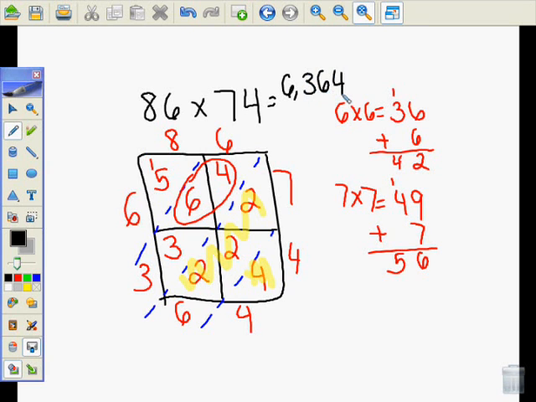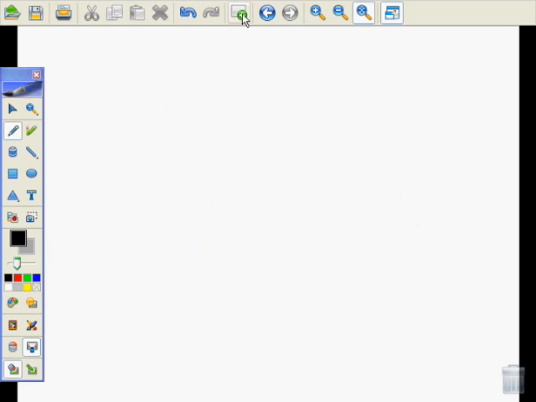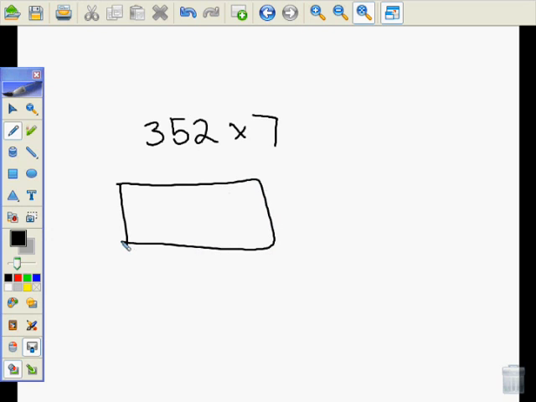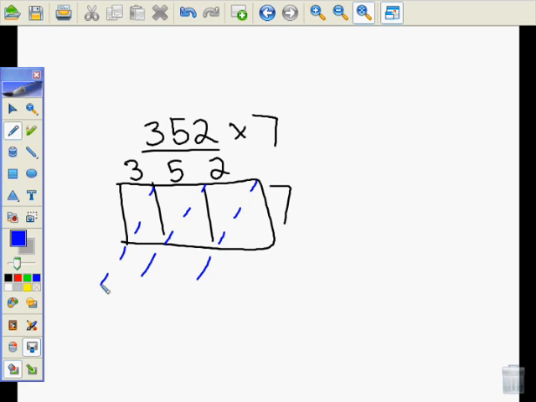Okay. I'm also going to show you another one, and then I'll let you practice this. It doesn't always have to be for double-digit multiplication. It can be done with a number like 352 times 7. You can use the same principle, except the box is just going to look a little bit different. You're going to have 3 boxes on the top for 352. And then you're going to put 7 on the side.